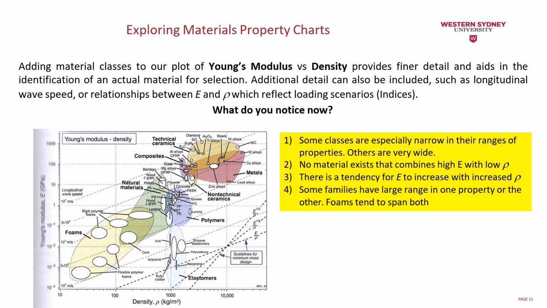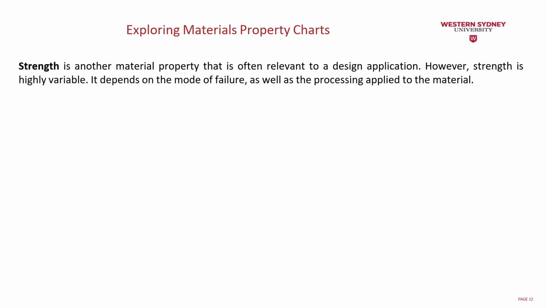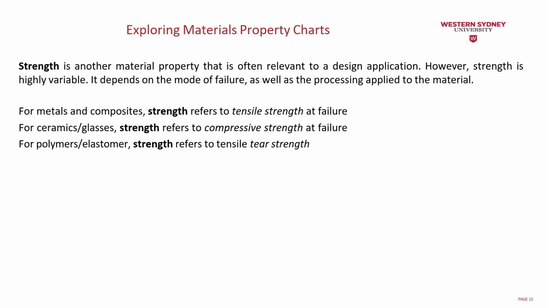Strength is another material property that is often relevant to the design application. However, the strength is highly variable and depends on the mode of failure as well as the processing applied to the material. For the metals and the composites, the strength refers to the tensile strength at failure. For the ceramics and the glasses, it refers to the compressive strength at failure. And for the polymers or the elastomers, the strength refers to the tensile tear strength.